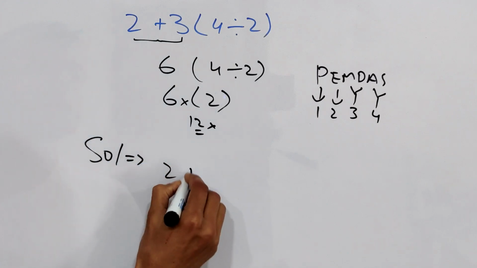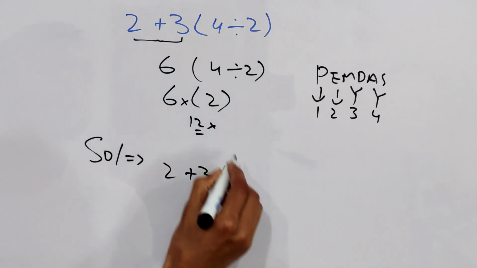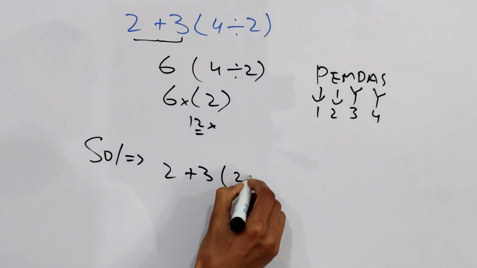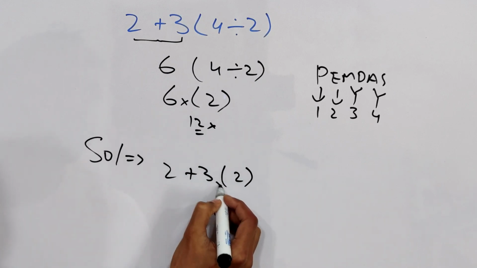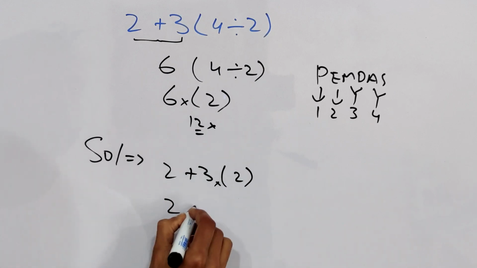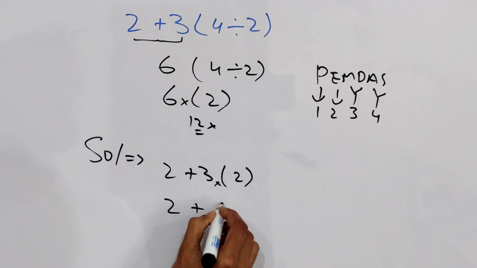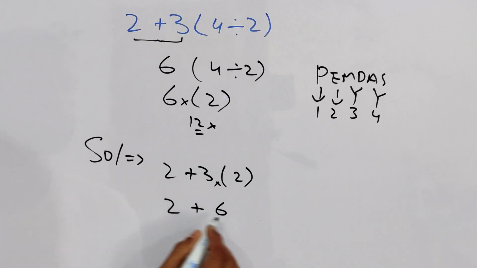So 2 plus 3 times 4 divided by 2, 4 divided by 2 is 2, right? So multiply first. Here is multiply, right? So 2 plus 3 times 2, 6. Now 2 plus 6, 8. So this is the correct answer.